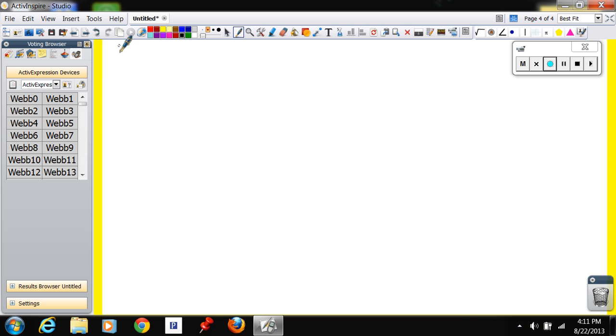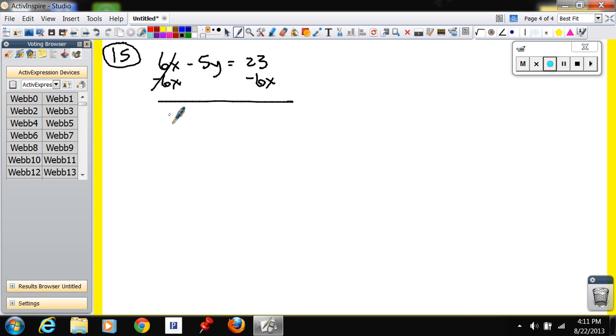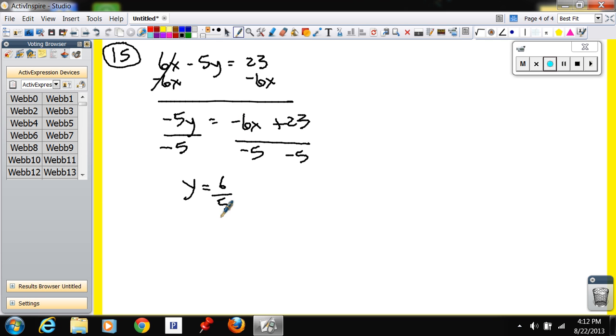And one left. 15. We've got 6x minus 5y equals 23. Again, I would get y by itself. So I would subtract 6x, get negative 5y equals negative 6x plus 23, divide by negative 5. So you're going to get y equals, negative divided by negative is a positive, 6/5 x minus 23/5.